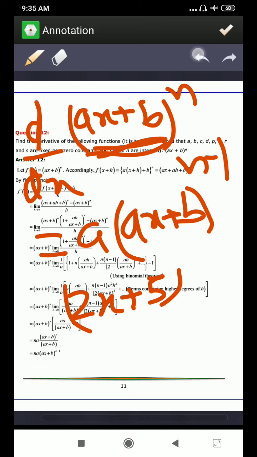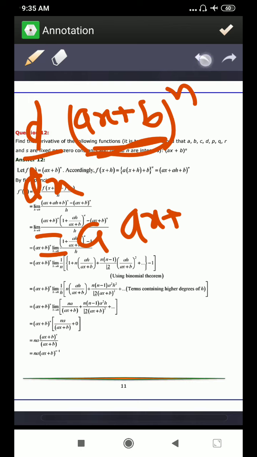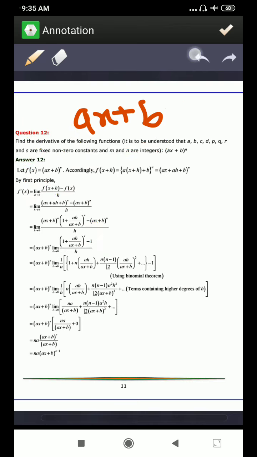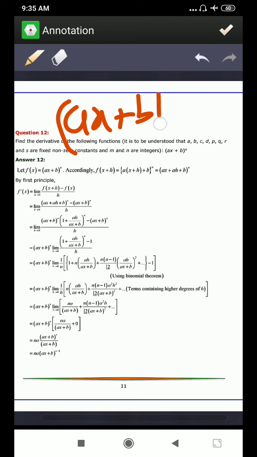You need not do these questions using the first principle as I have done in this PDF, because in NCERT only differentiation is asked, not using the first principle. So you can do it like this, as I have just mentioned. You can consider this as a formula, (ax plus b) raised to power n. It is actually called chain rule.